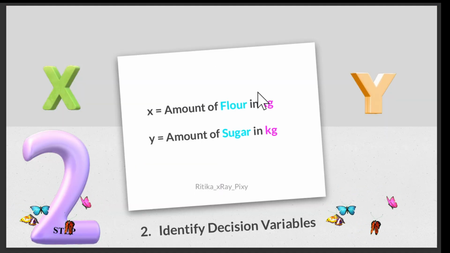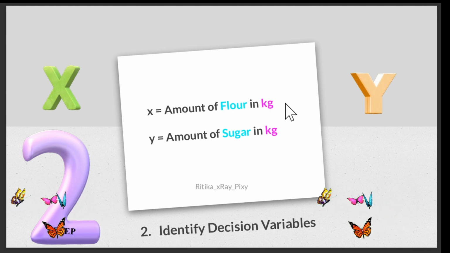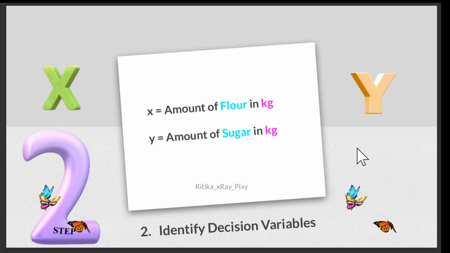In step 2, we will identify the decision variables. So we are taking here x, that is the amount of flour in kilograms, and y, that is the amount of sugar in kilograms. So we have two decision variables, x and y.